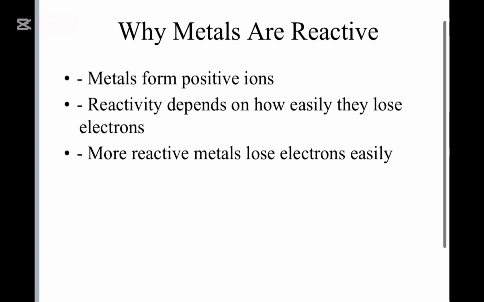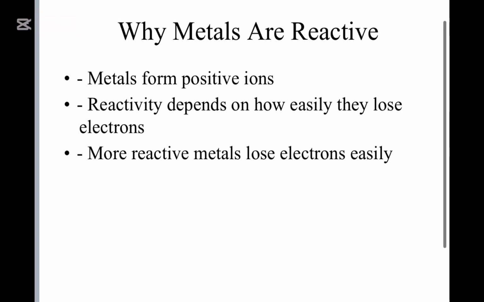Let's look at why metals are reactive. Number one reason, metals form positive ions. To form positive ions simply means they tend to lose electrons. Yes, they lose electrons to form positive ions. Now, two, reactivity depends on how easily they lose electrons.